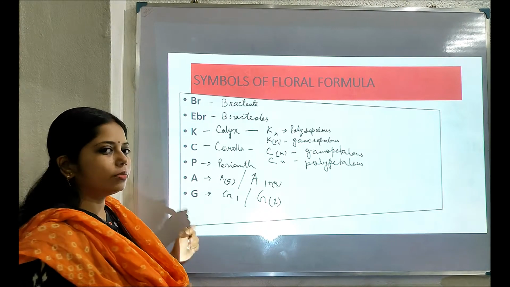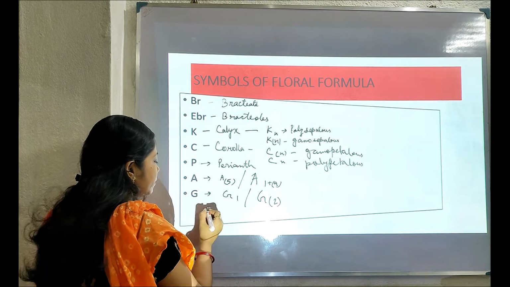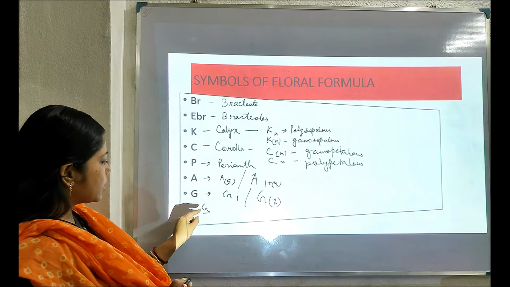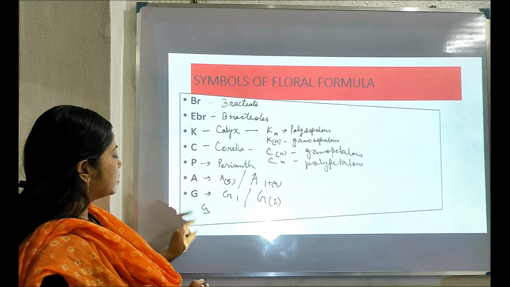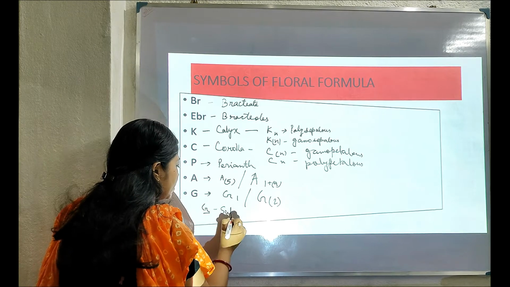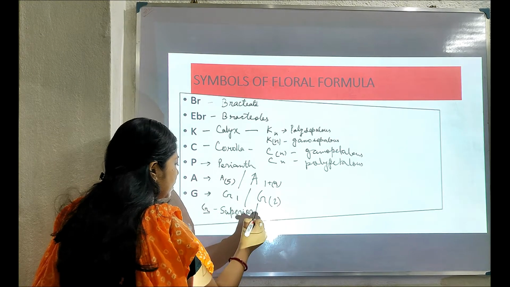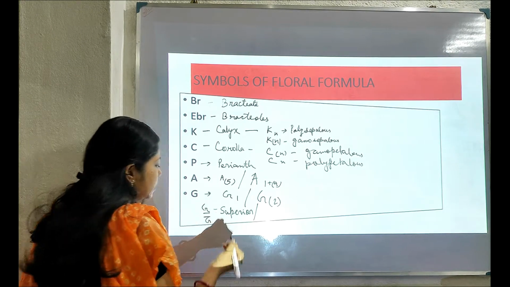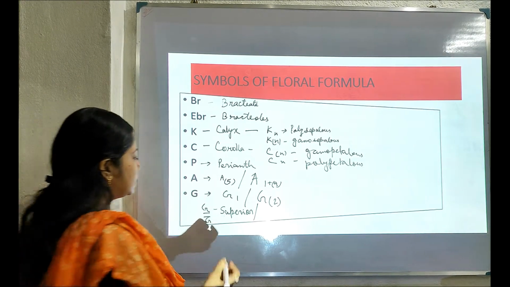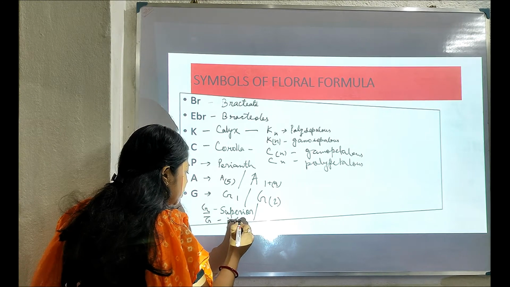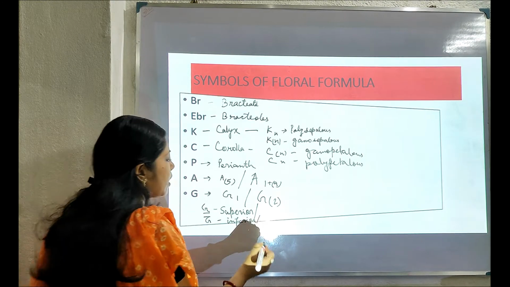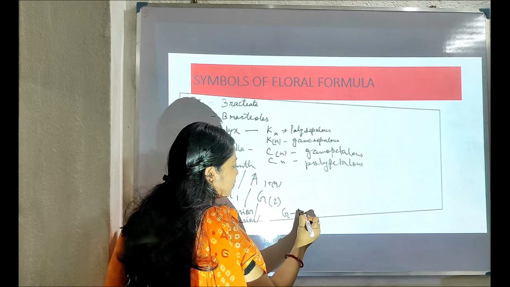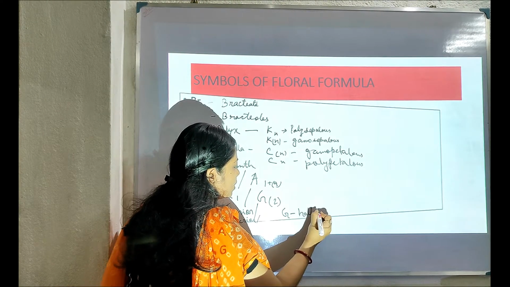So from the floral formula, we will also learn whether the ovary is superior. If there is an underscore, a line under the G, then it is superior ovary, that is, the flower is a hypogynous flower. If we get a line above the G, then it is inferior ovary. And if we have a line in this way, then it is half inferior ovary or perigynous flower.